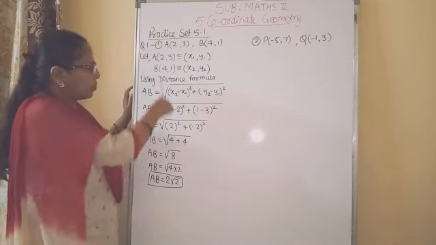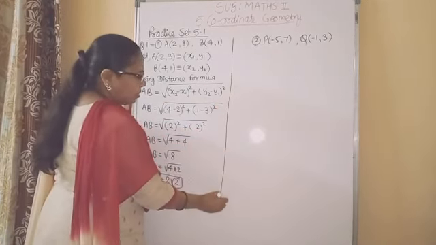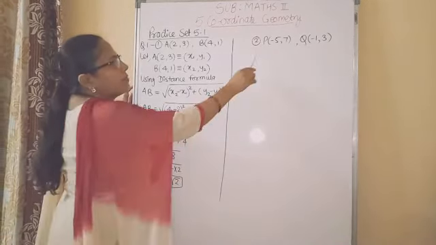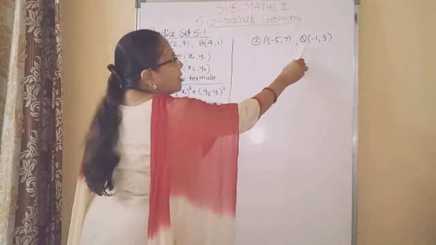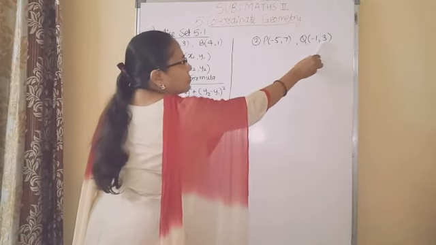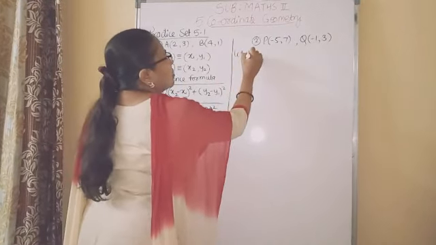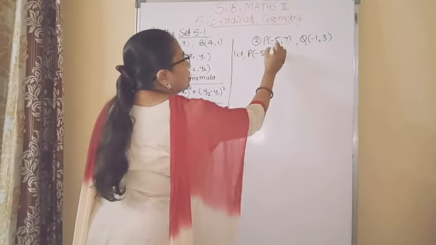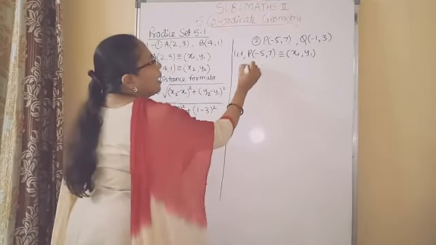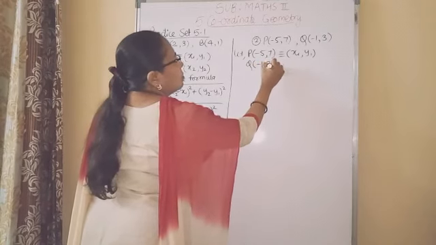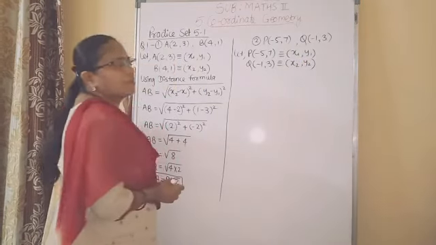Followed? Understood how to apply the distance formula? One more example we will solve. Second example. Points P and Q are given. The coordinates of point P are minus 5, 7 and the coordinates of point Q are minus 1, 3. So same way, let me assume the coordinates of point P be x1, y1 and the coordinates of point Q be x2, y2. Followed?